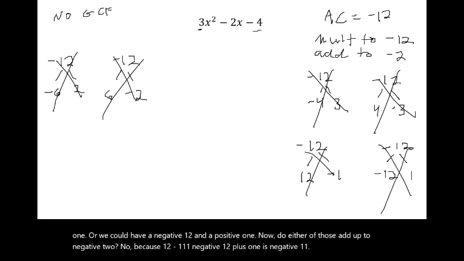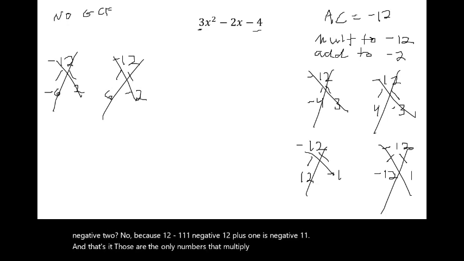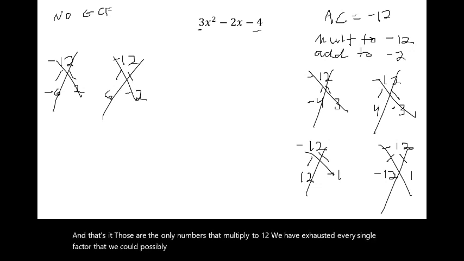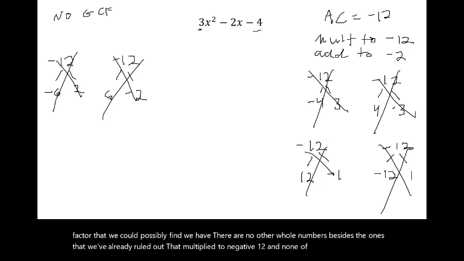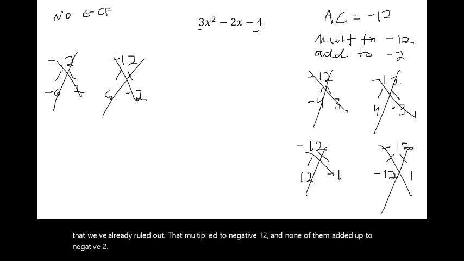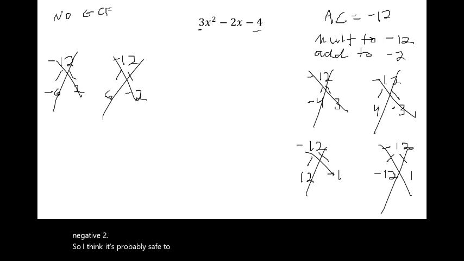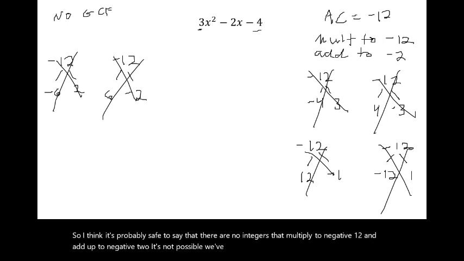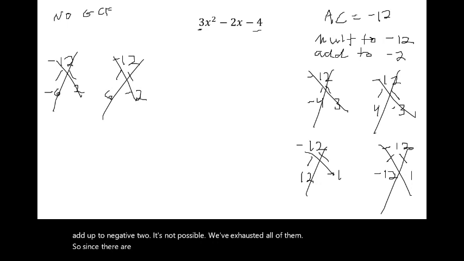And that's it. Those are the only numbers that multiply to 12. We have exhausted every single factor that we could possibly find. There are no other whole numbers besides the ones that we've already ruled out that multiply to -12, and none of them added up to -2. So I think it's probably safe to say that there are no integers that multiply to -12 and add up to -2. It's not possible. We've exhausted all of them. So since there are no numbers that multiply to -12 and add up to -2, this right here is not factorable.